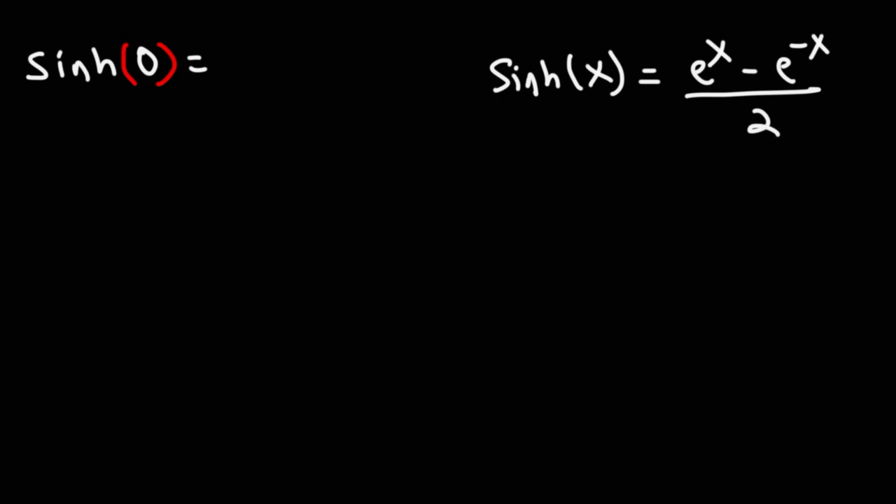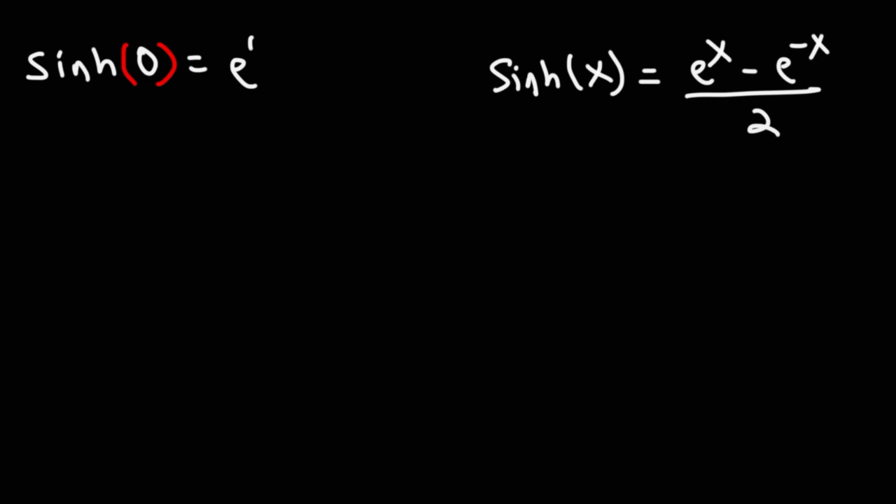In this video, we're going to talk about how to evaluate hyperbolic trig functions. So what is the value of hyperbolic sine of 0? In order to find that answer, we need to know the formula for hyperbolic sine of x. It's equal to the exponential functions e to the x minus e to the negative x divided by 2. So all we need to do is substitute x for 0 in that formula.